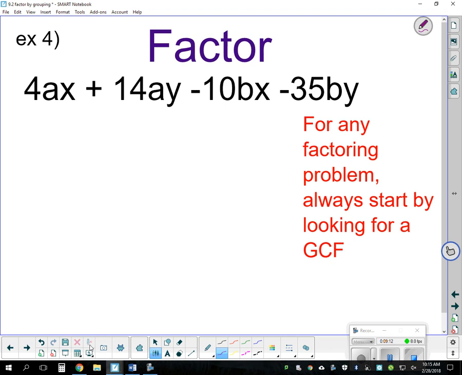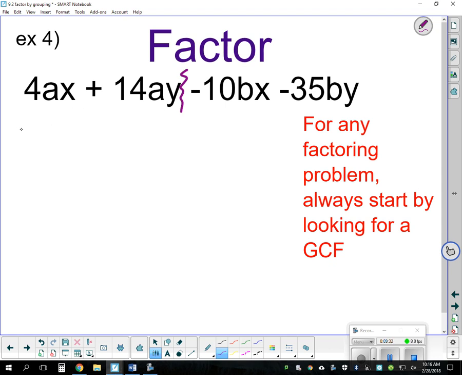Okay, so do we have a GCF in this problem? Not in all of the terms we don't. They don't have a number in common. They don't all have an a. They don't all have an x. They don't all have a b. They don't all have a y. So I count how many terms. If there's 4 terms, which there are, I can factor by grouping.